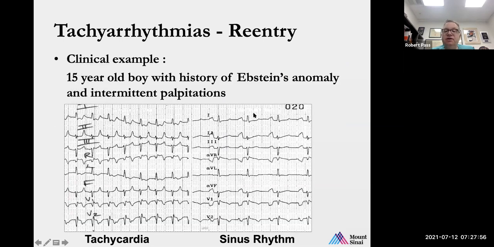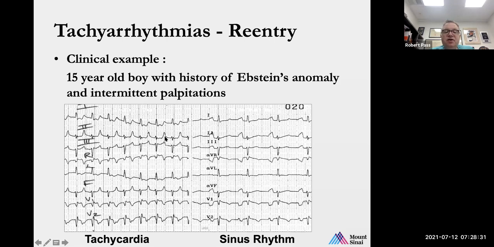This is an example. If we look on the right-hand side, this is a patient with Epstein's anomaly. I chose this example because the patient had very, very large P waves because of the atrial enlargement seen in Epstein's. So we see these very large P waves, some of which are even taller than the QRS in this patient. And we see in tachycardia that there are retrograde P waves. I think lead two is a very nice lead. We see that in sinus rhythm in lead two, the T wave is largely flat. But in tachycardia, we see this very large P wave that is inflecting on top of the T wave.